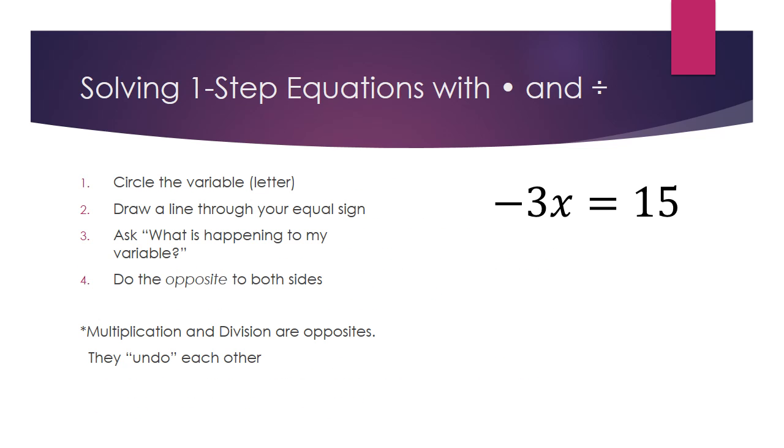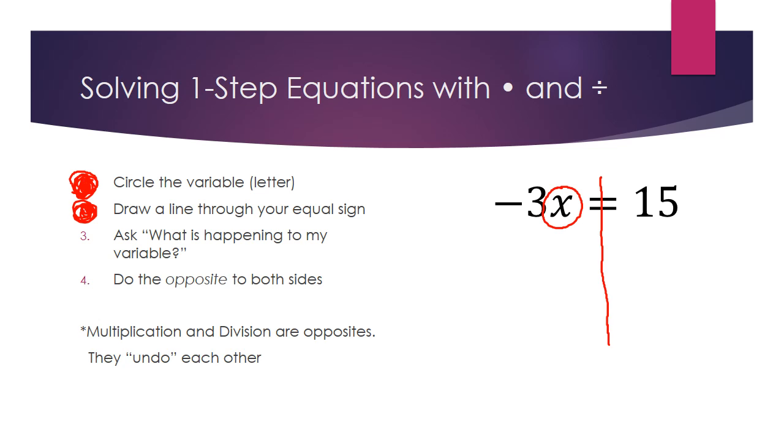Again, I just repeated the steps on the left-hand side so we remember what to do. For our first example, I'm going to follow step 1, which says to circle the variable or the letter. So I'm going to go ahead and circle my variable, which is the letter x in this case. So I've done step 1 and cross that out. Step 2 is to draw a line through the equal sign. So I'm going to go ahead and draw a straight line down through my equal sign so I can remember to keep things balanced.